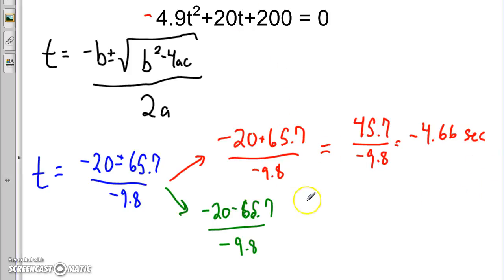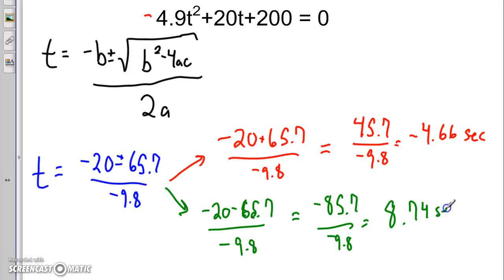Okay, so let's look at the green. Negative 20 minus 65.7, and then divided by negative 9.8. Sorry, I do it in 2 steps, right? Which I do on my calculator, I just didn't write it down. Negative 20 minus 65.7 gives me negative 85.7, obviously. But then divided by negative 9.8 is going to give me positive 8.74 seconds. There you go. You have 2 answers.